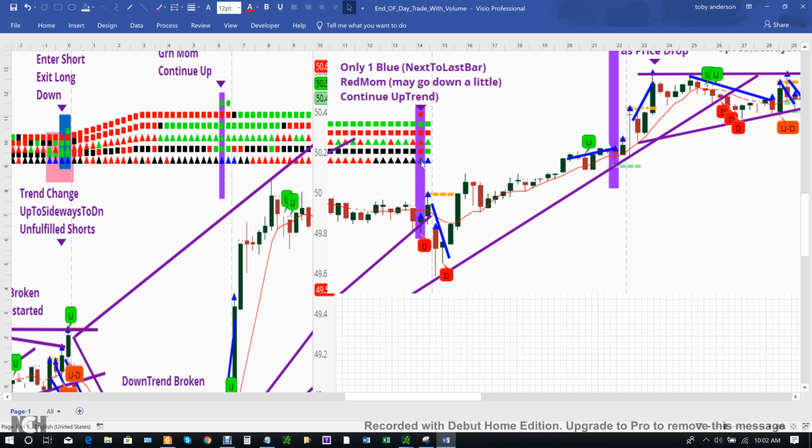Whenever you see this next-to-last blue candle, the blue triangle, whether the momentum is green or red, continue the trend. In this case, you might expect it to go down a little bit. Since it's been congested immediately, you can suspect when this red one comes on, it might go down a little bit. But the long-term trend's been up. That's what the green is up here. Okay, moving on.